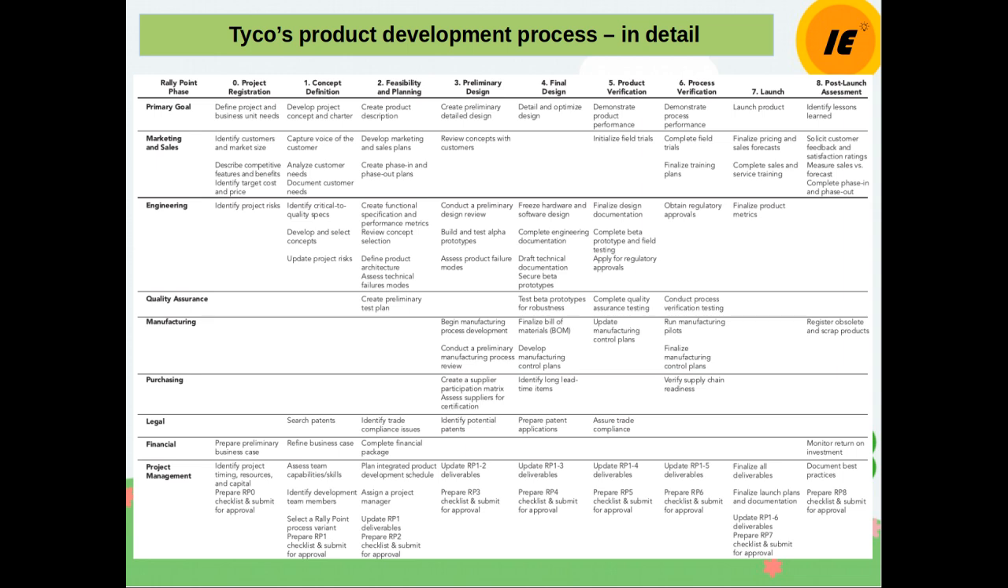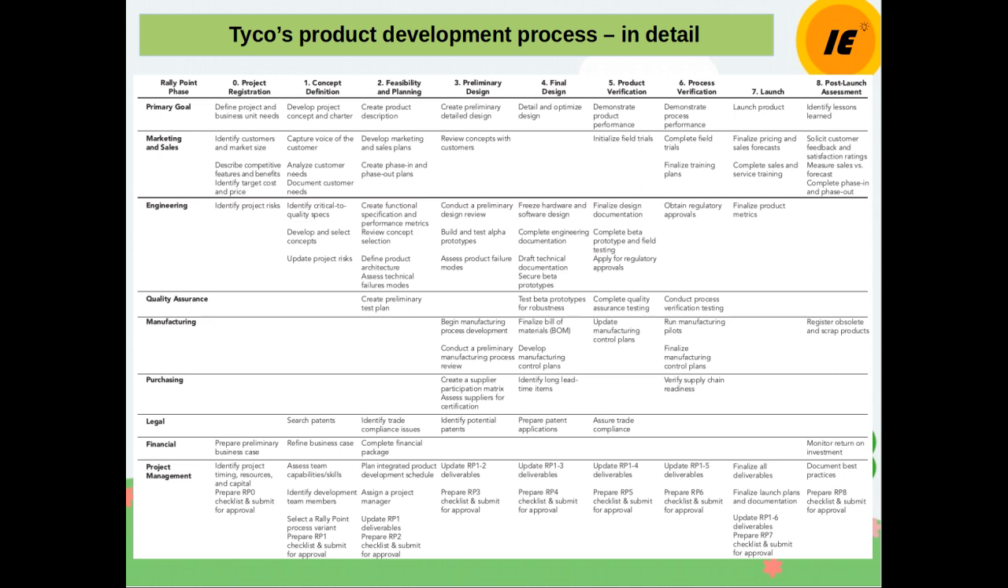Engineering team will do obtain regulatory approval. Quality assurance will do conduct process verification testing. Manufacturing will do run manufacturing pilots, finalize manufacturing control plan. Purchasing team will verify supply chain readiness. So, and let's see launch.